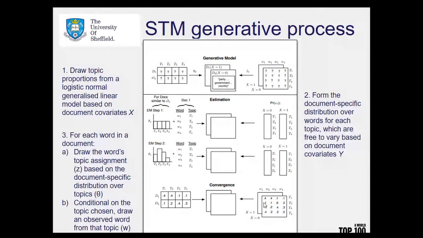Based on these priors and the similarity of documents in terms of covariates and co-occurrence of words, it'll go through each word in a document and estimate A, the topic the word is assigned to given the topic distribution in the document, and B, the probability of the word within the topic. The STM will iterate between these two probability distributions, adjusting them until they converge, so that our distribution of topics in documents converges with the distribution of words in topics.